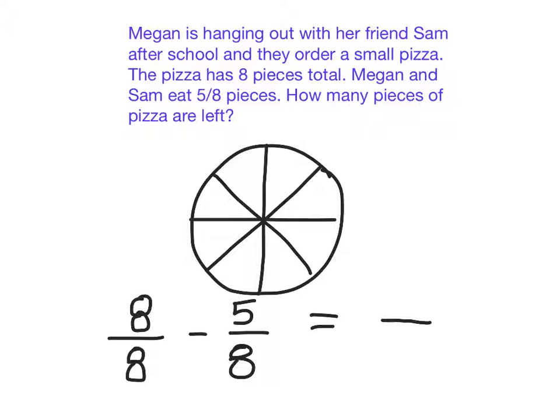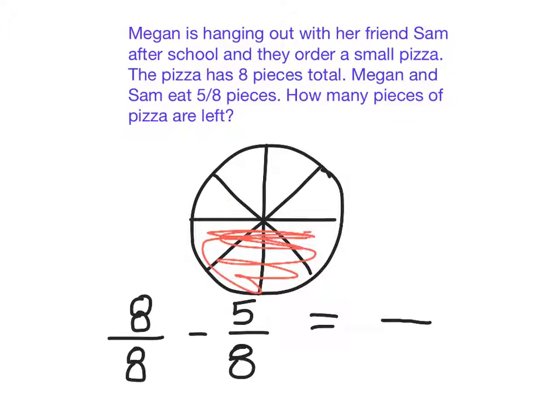To make this problem a lot easier, you always want to draw a visual when you're dealing with fractions. So here we have a pizza, and we have 8 total slices. For our first fraction, we're going to write 8 out of 8 because we have 8 slices total. Megan and Sam eat 5 out of the 8 pieces, so we're going to shade in 5 out of the 8 pieces.